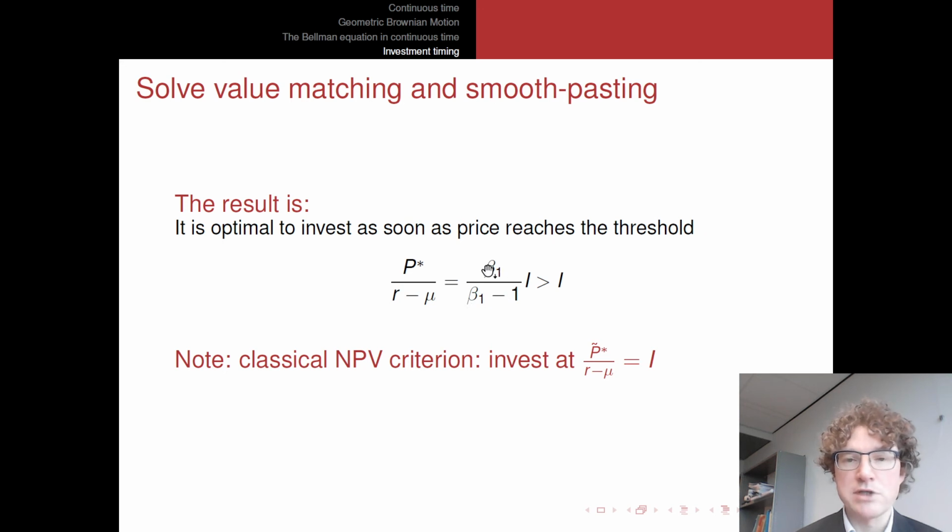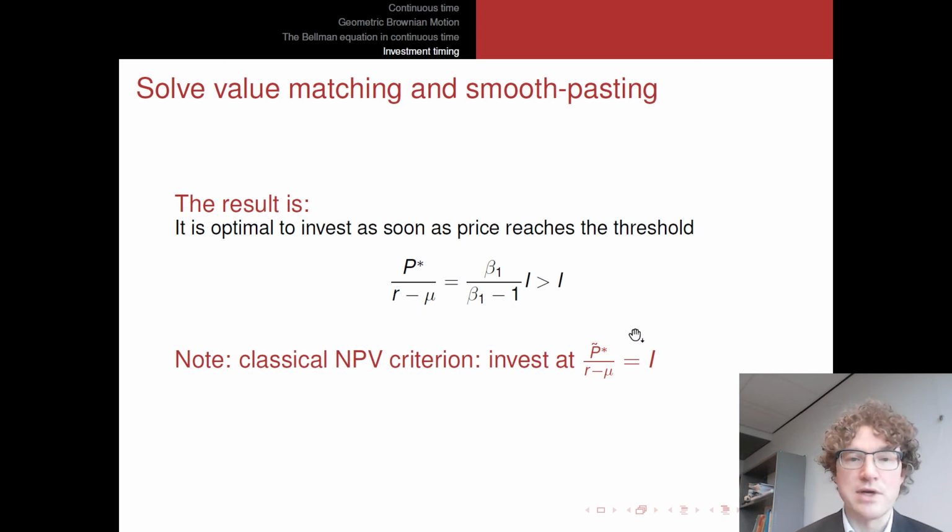So remember, beta 1 was this power which was determined in terms of the parameters of the process, of the mu and of the r and of the sigma. It was a solution to this quadratic equation, which is a number bigger than 1. So if beta 1 is bigger than 1, then also this whole fraction is going to be bigger than 1. You might want to verify that. So this is telling us that this right-hand side is actually bigger than I. So you want to wait until your price reaches the threshold, P star, such that the value, P star over r minus mu of the future cash flows, is some number slightly bigger than I itself.